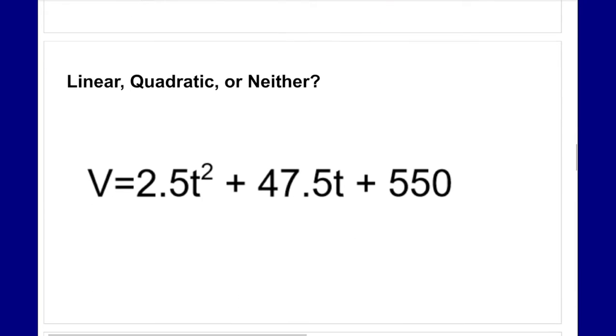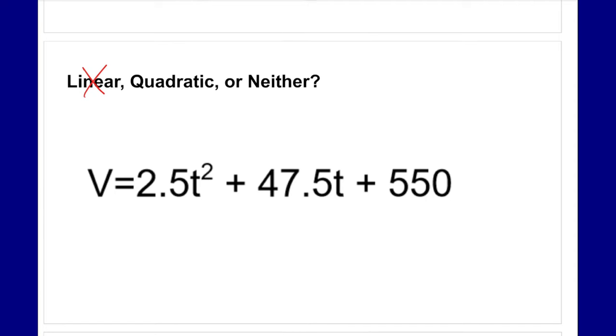Next, again, this doesn't look like y equals mx plus b, so we can cross off linear right away. Does it look like a quadratic model? Well, not like the quadratic model that we looked at in the previous lesson.